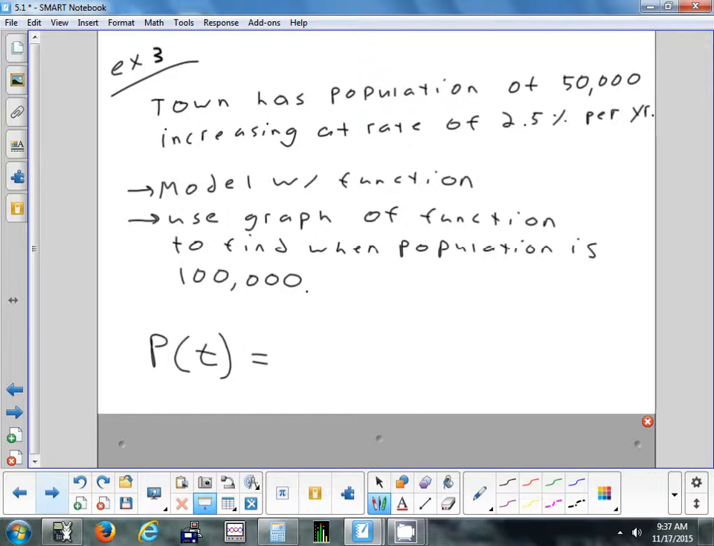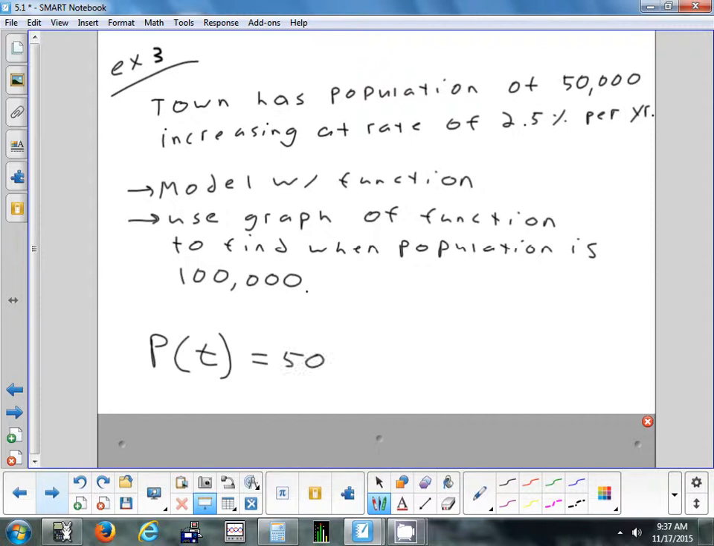Since it's changing at a constant percent, that's exponential growth. If it said 500 new people move to the town every year, that's not exponential growth. That's just plus 500 every year. This is a percent increase. That's exponential. Okay, what's the first thing I have to have in my formula?